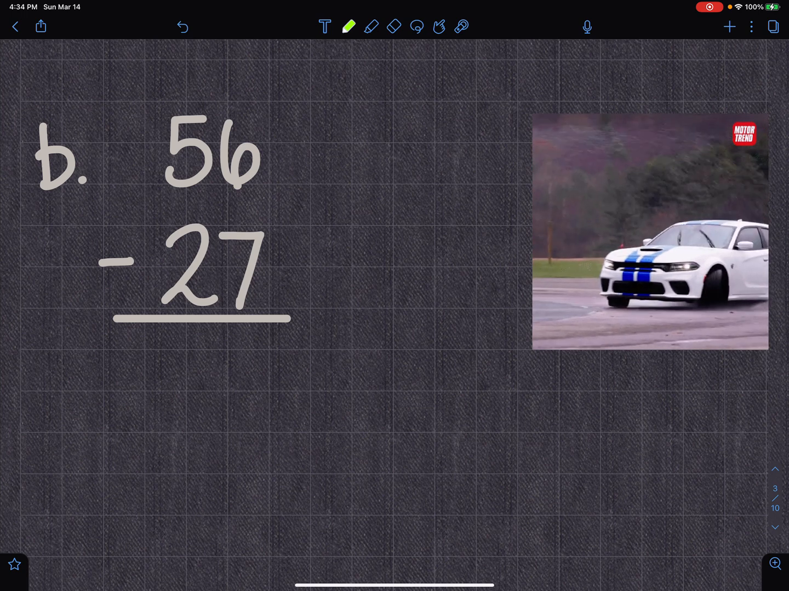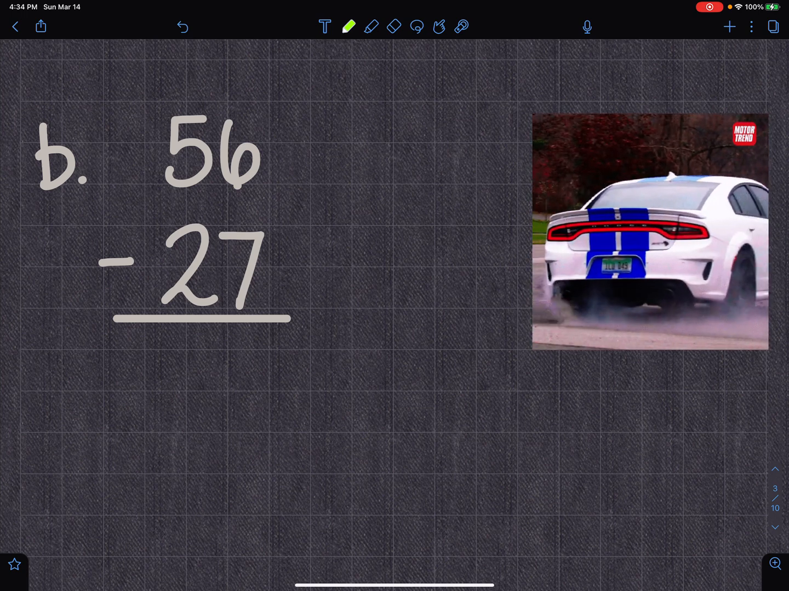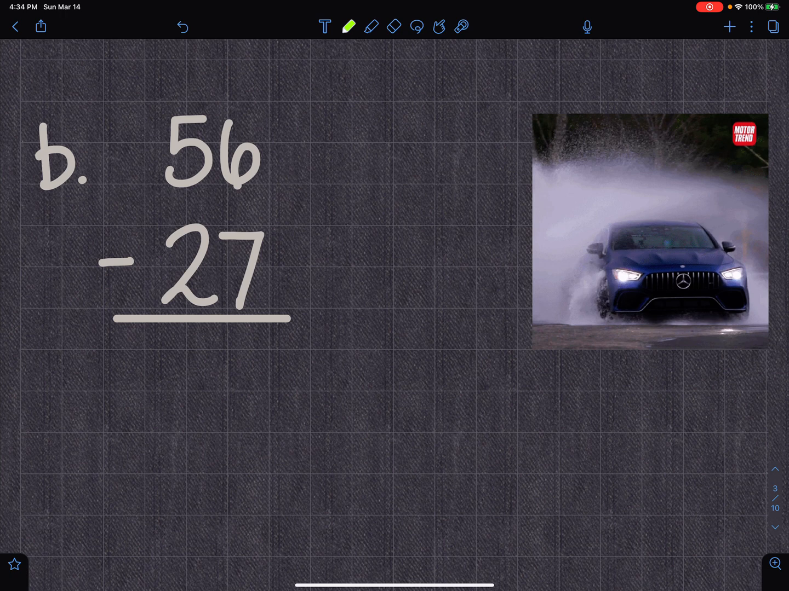And there's a Mercedes to look at. Are you impressed that I knew what that was?